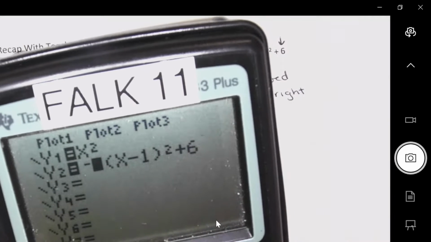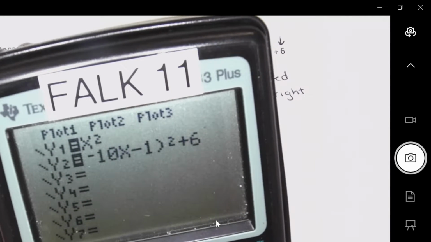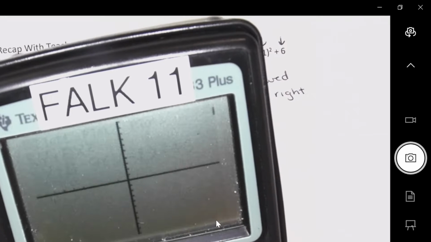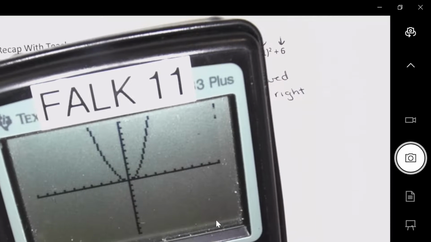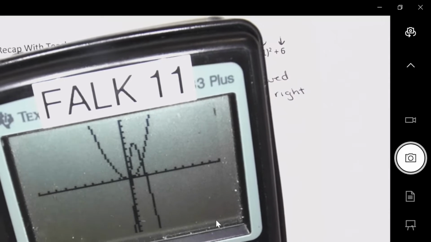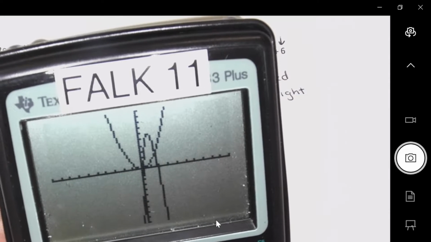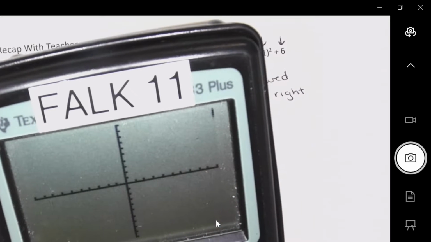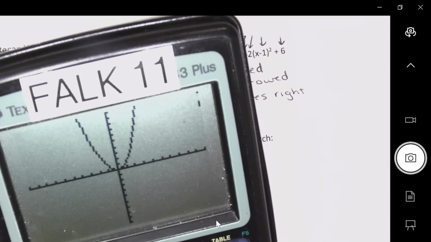Obviously, if I change that 2 to something bigger, like 10, or I'll go 9 here. If I change it to something bigger even, can you see it more? There, if I changed it to 9, look at how much skinnier it is, right? So if that number goes up, it goes skinnier.